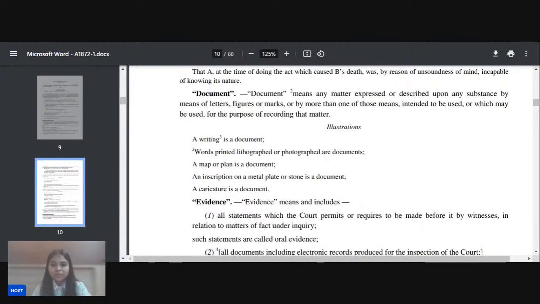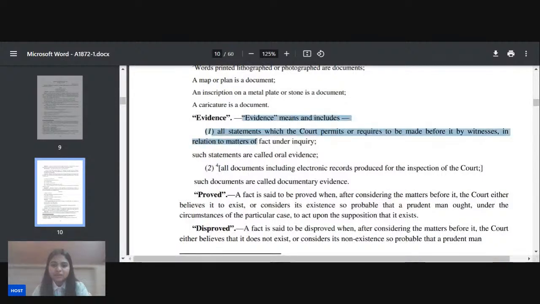Now, document means any matter expressed or described upon any substance by means of letter, figure, mark, right? This is document. The definition of evidence is important. According to this definition, evidence is coming under two parts. One is oral evidence and one is documentary evidence. Okay? I have already told you evidence has derived from the Latin word evidere, which means to prove, to ascertain facts clearly and plainly.